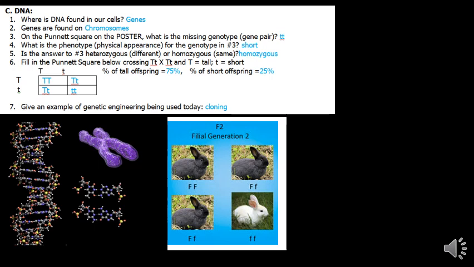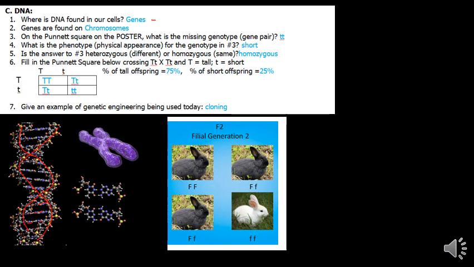DNA is found in the genes of our cells. They call this a double helix pattern. It kind of spins around itself and wraps around. These are our genes in here, where they're connected together. And we have what's called dominant genes and recessive genes.